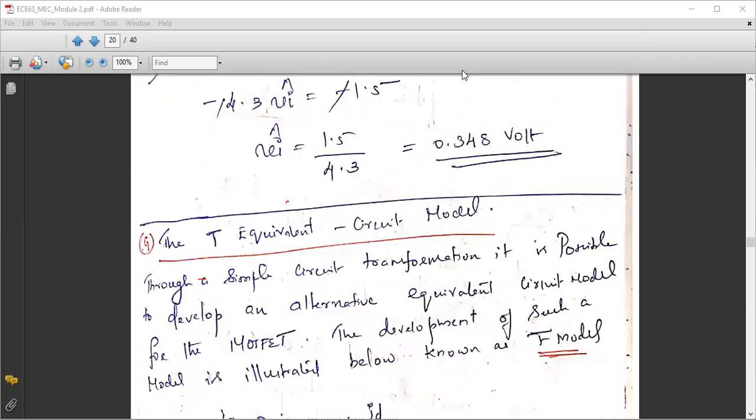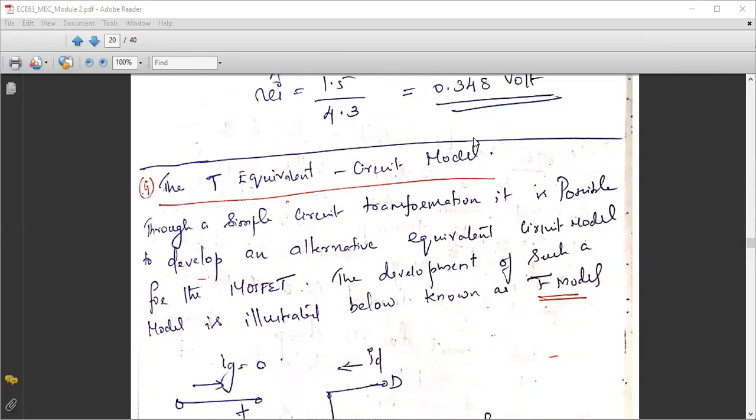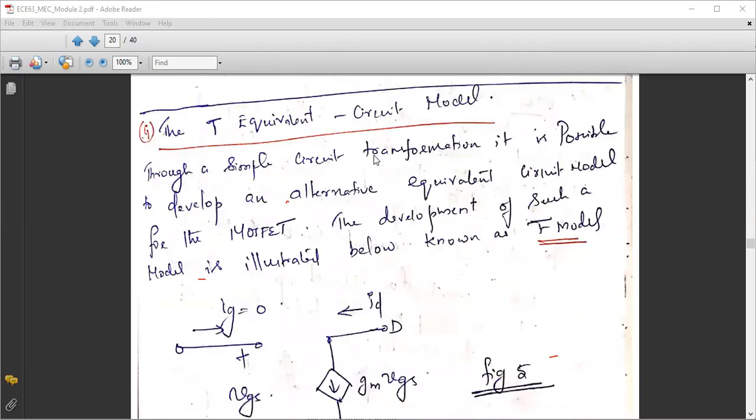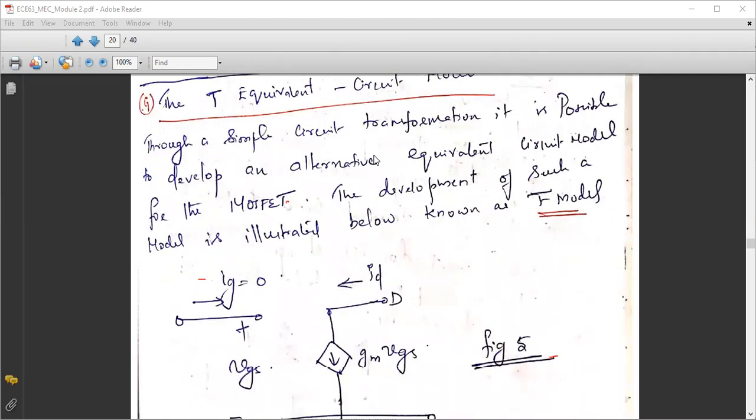Yes. Now going for the next model, the T equivalent model. Previously we have learned how to draw the small signal equivalent model. By altering the diagram, we can draw the T equivalent model. We will impose a few assumptions, and by using those assumptions, we can modify that circuit so that we get the T equivalent model. So put the heading: T equivalent circuit model.